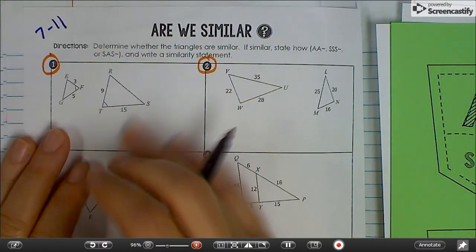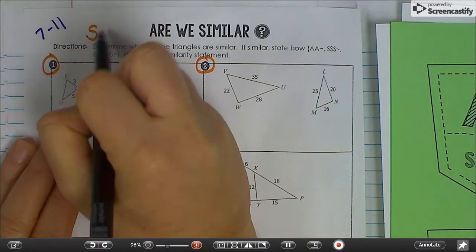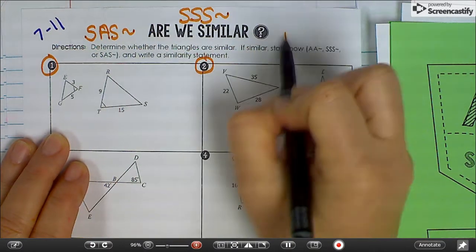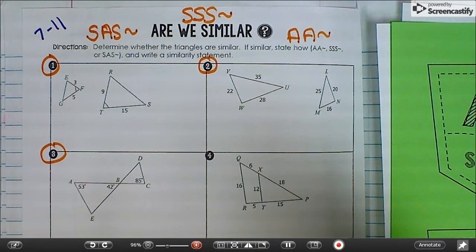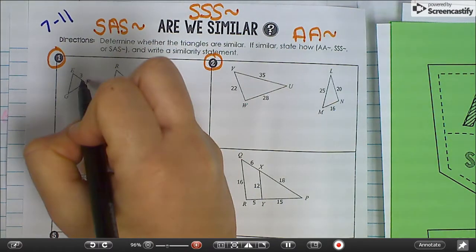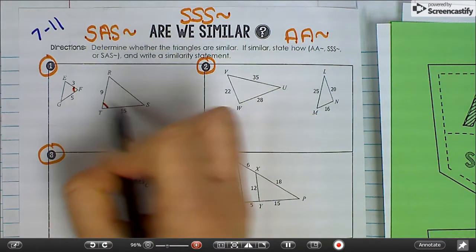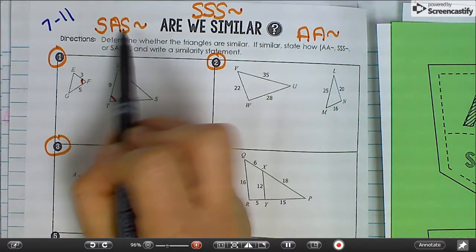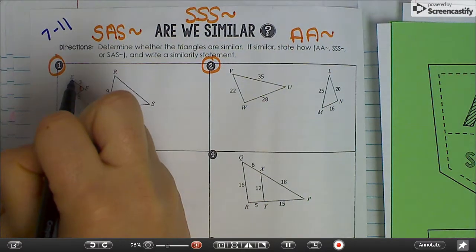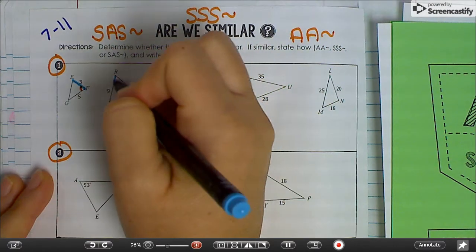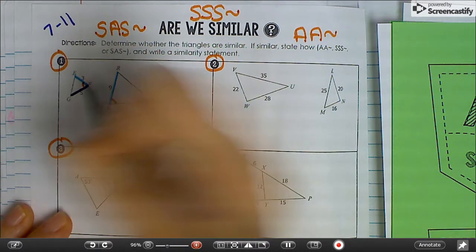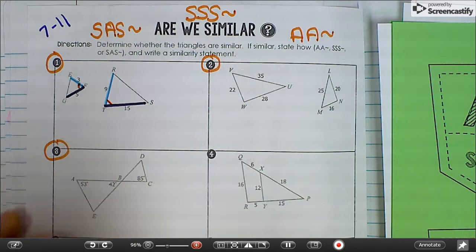So for this first one, we need to decide between the following options: side, angle, side similarity, side, side, side similarity, or angle, angle similarity. It's going to be one of those three options or nothing. So when we look at them, we have one angle given to us here and two sides. So the only option we have is to try for side, angle, side. So I'm going to color the sides: the smaller side of the smallest triangle with the smallest side of the big triangle. And then the next side of the small one with the next side of the big one.